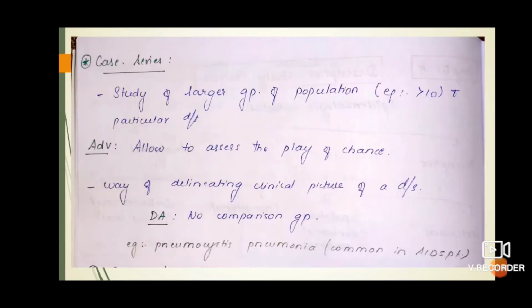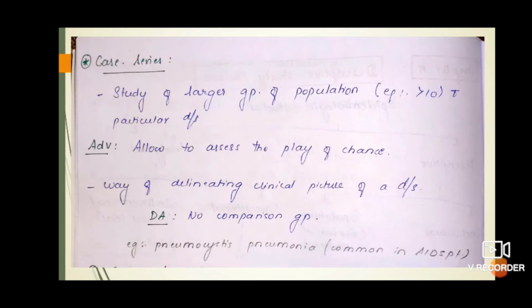And case series are nothing but, as the name suggests, a series of cases, that is a larger group of population, for example around 10 to 20 cases with a particular disease. This will allow us to assess the play of chance, because if you take a single case, you will not know what is the difference between the other fellow patients. So this will allow us to study the play of chance in the findings and the manifestations, and this is a way of delineating the clinical picture of a disease.